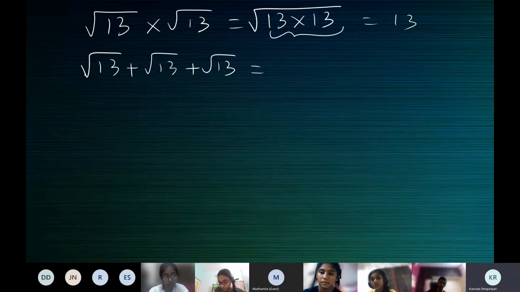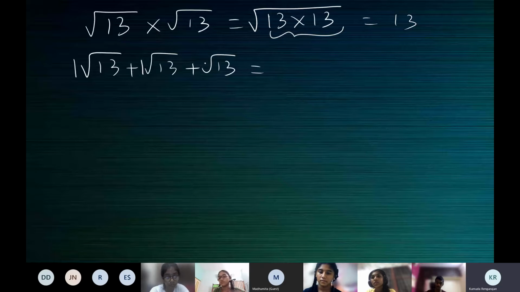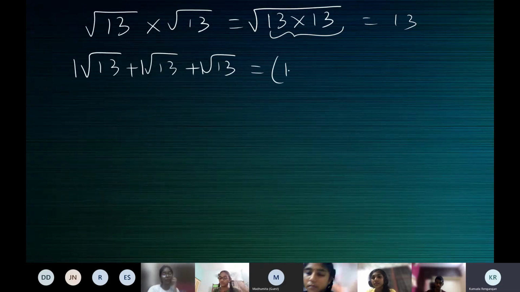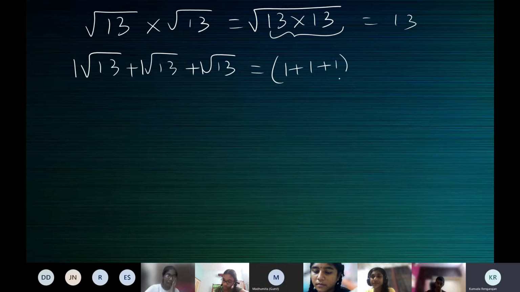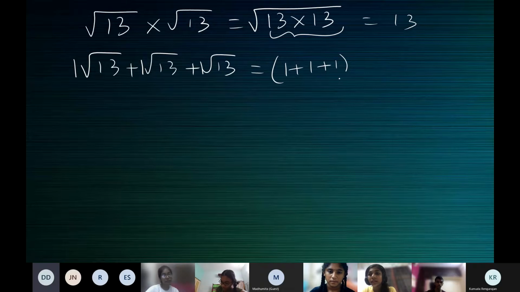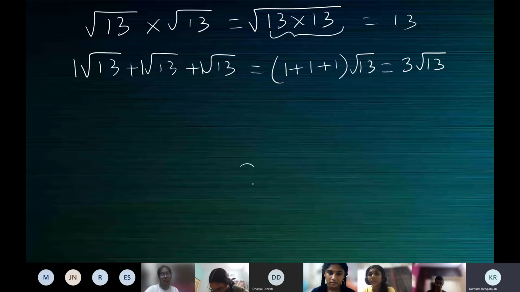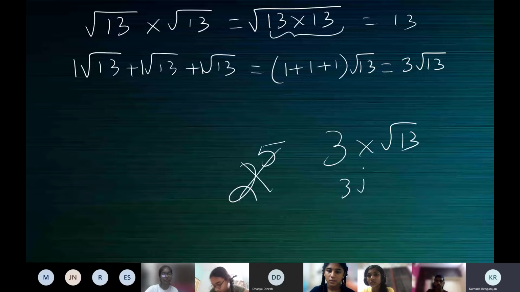But here 1 root 13, 1 root 13, 1 root 13, they're all like surds of the same order. So it will be 1 plus 1 plus 1 in front of root 13. So what? Ma'am, 3 to the root 13. No, we'll not say 3 to the root 13. That is to the power of. We are used to that because we say 2 to the power 5, but it's not like that. It's simply 3 into root 13 or 3 root 13.